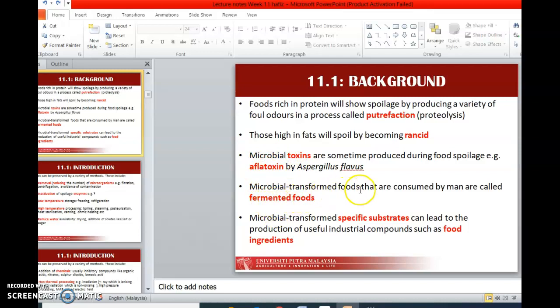Microbial transformed foods that are consumed by man are called fermented food. These are the good microbes that are growing in the food. Microbial transformed specific substrates can lead to the production of useful industrial compounds such as food ingredients.